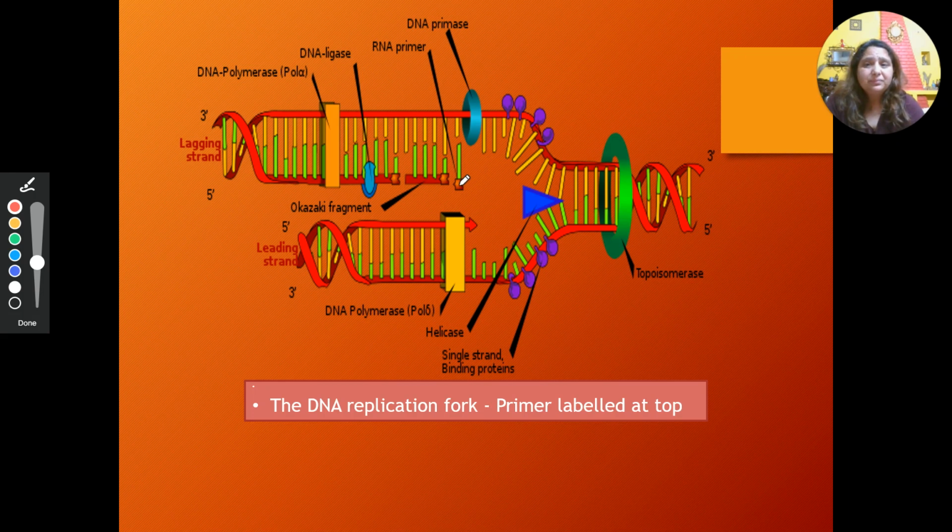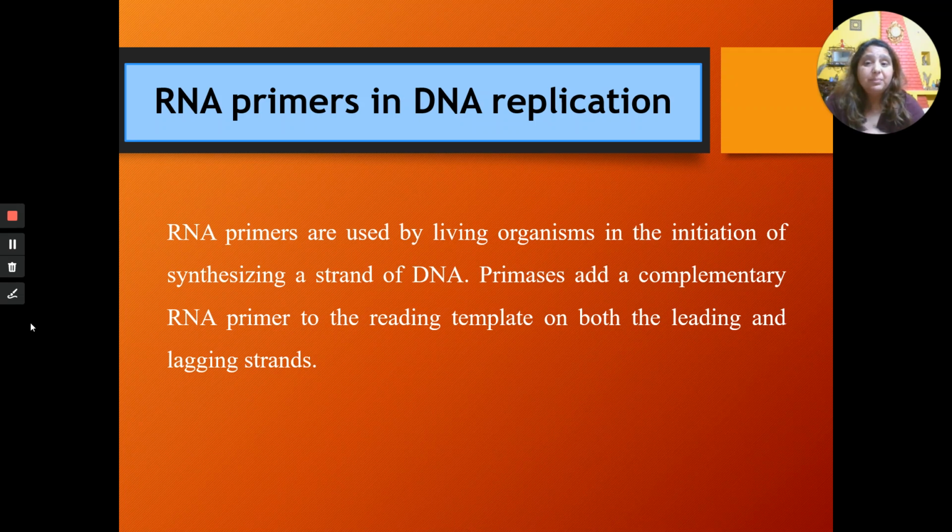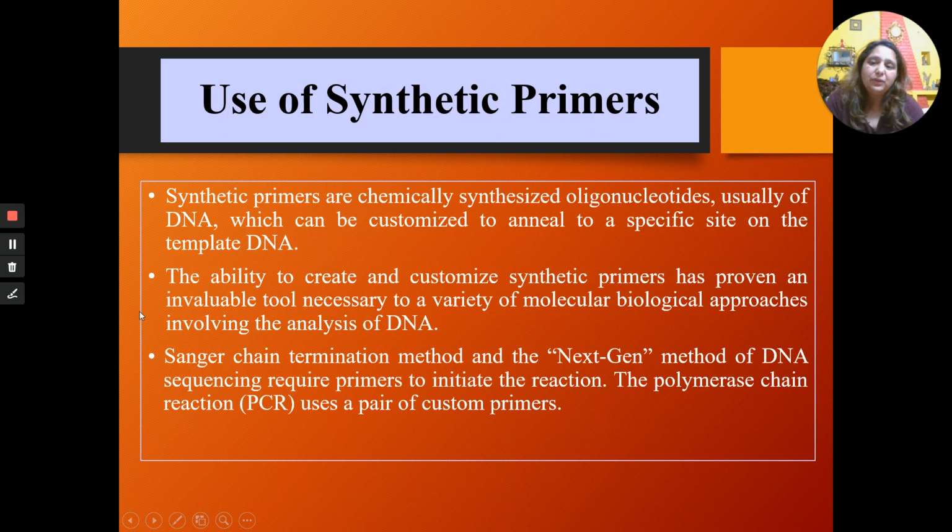An RNA primer is the short nucleotide sequence which helps in the process of DNA replication inside the living organism. RNA primers are used in living organisms in the initiation of synthesis of DNA strands, and primases add a complementary RNA primer to the reading template on both the leading and the lagging strands. I hope I do not have to explain what a leading strand and a lagging strand are. You are very well familiar with this.